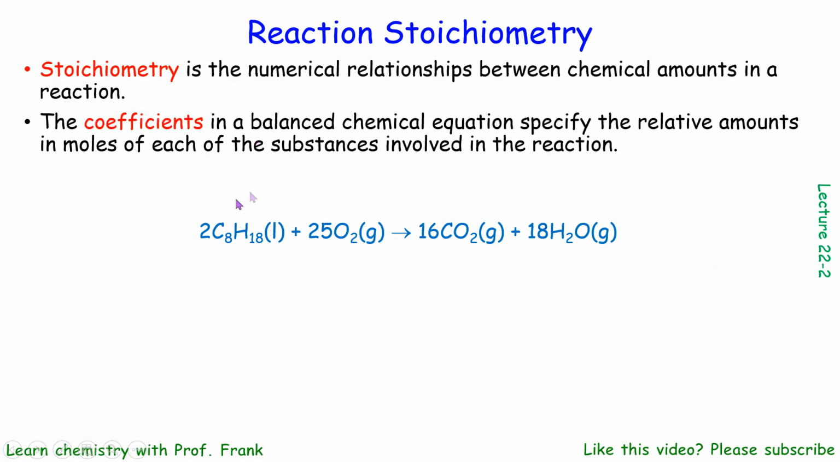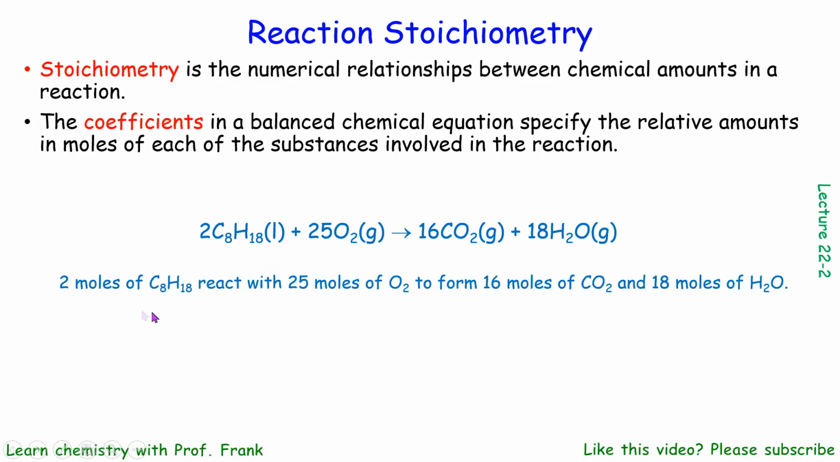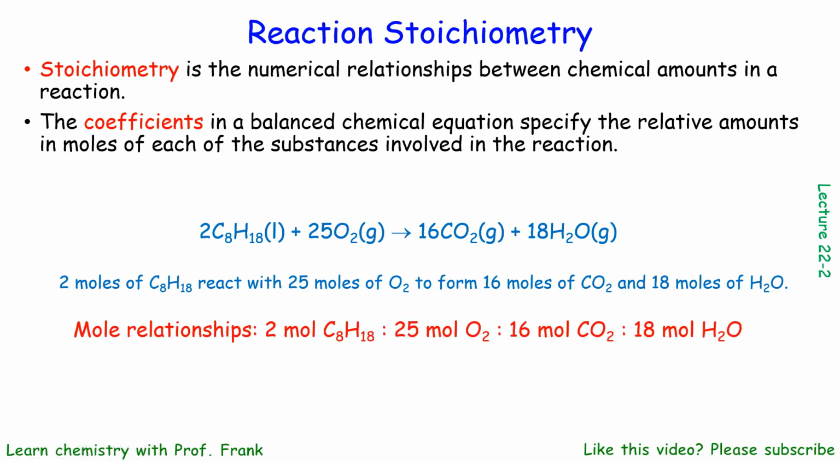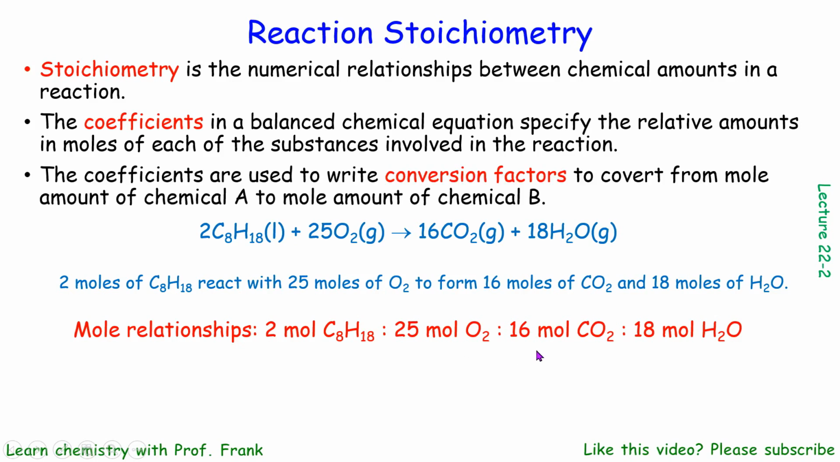The coefficients in a balanced chemical equation specify the relative amounts in moles of each of the substances involved in the reaction. For example, in this particular reaction, we can say 2 moles of octane react with 25 moles of oxygen to form 16 moles of carbon dioxide and 18 moles of water. And you can write down the mole relationships here. The coefficients, as I mentioned a while ago, are used to write conversion factors.